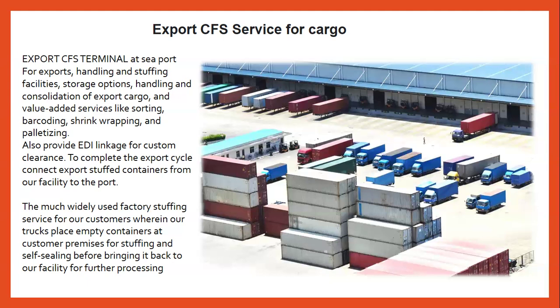Then shrink wrap. Some cargo needs to be packed in such a way that no scratches or other damage happen on the way. Just like a bike, so there is a shrink wrap. This is the plastic polythene which is wrapped on the product in such a way that it cannot be scratched on the way. So this facility is also provided by the CFS.